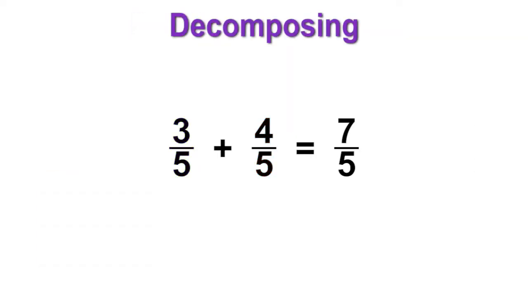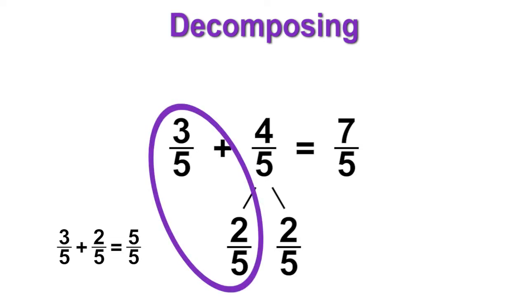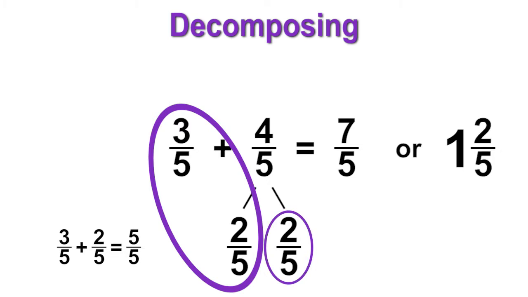Decomposing one of the addends to make a whole is also a strategy your child might use. The thinking is, I know that 3/5 plus 2/5 is 5/5, or 1 whole, so I'll compose 4/5 into 2/5 and 2/5. Adding 3/5 plus 2/5 creates a whole, and the other 2/5 is the fractional part. So the sum is 1 and 2/5.